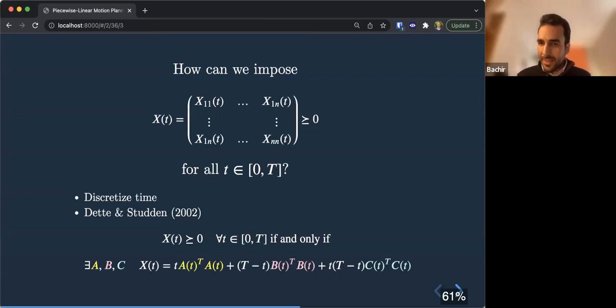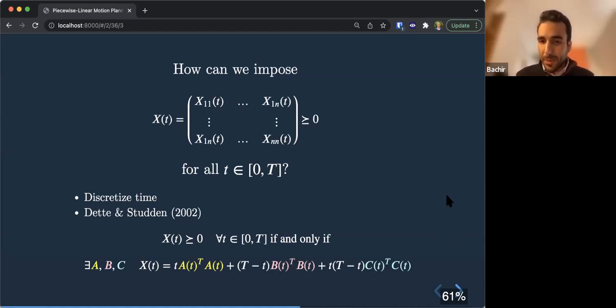So it's a little bit obvious that if you can decompose your matrix X as follows in this way, it becomes obvious, it's a mathematical proof that X is positive semi-definite over the interval 0 to capital T. What is less obvious, and what this theorem is for, is that there is always such a decomposition whenever the time varying matrix is positive semi-definite, right? So it's an if and only if.